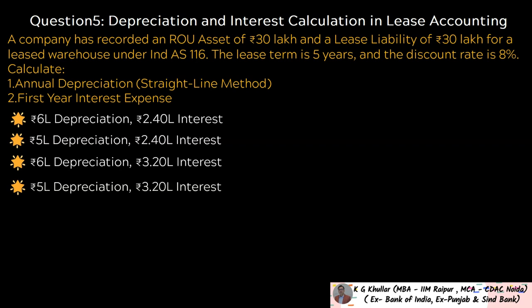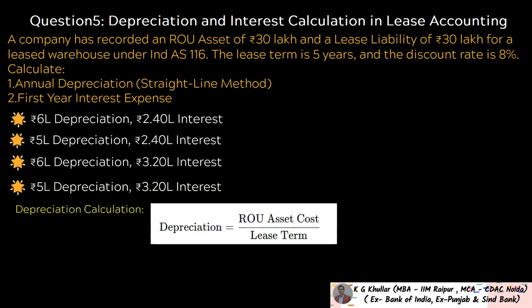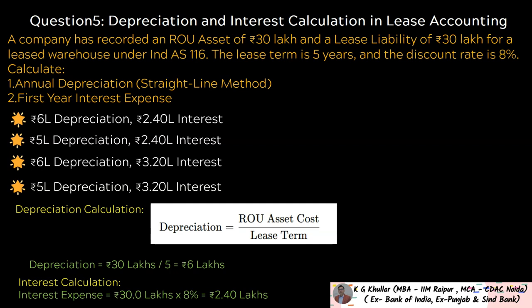Friends, as we have seen in the theory, depreciation is calculated as ROU asset divided by lease term. So for this question, it will be rupees 30 lakhs divided by 5 equals rupees 6 lakhs per year. And interest expense is nothing but lease liability multiplied by discount rate, which is equal to rupees 30 lakhs multiplied by 8% equals rupees 2.40 lakhs. Thus the correct option for the given question is option A.